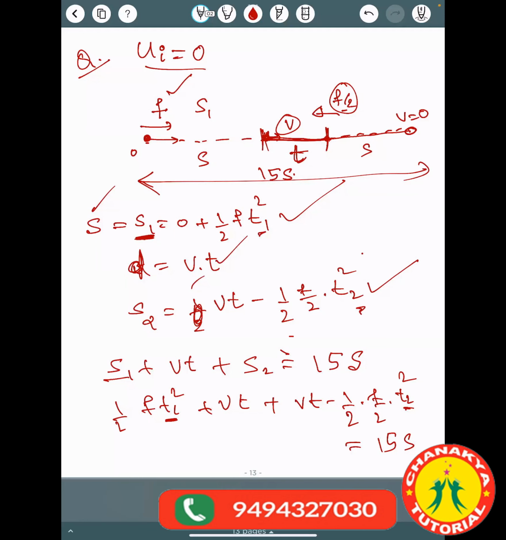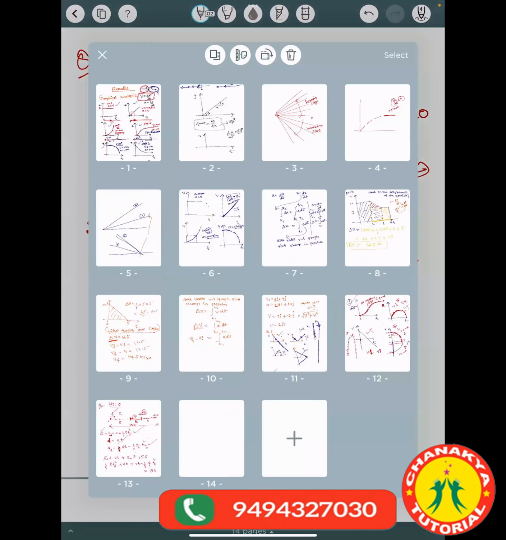Understood, or shall I explain it with another method? Hello. Sir, can you explain it once more? Okay, if you are feeling difficulty here, let me approach with some other method.